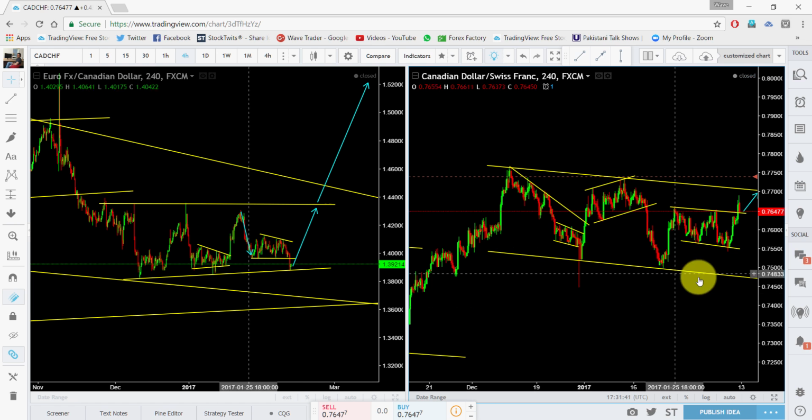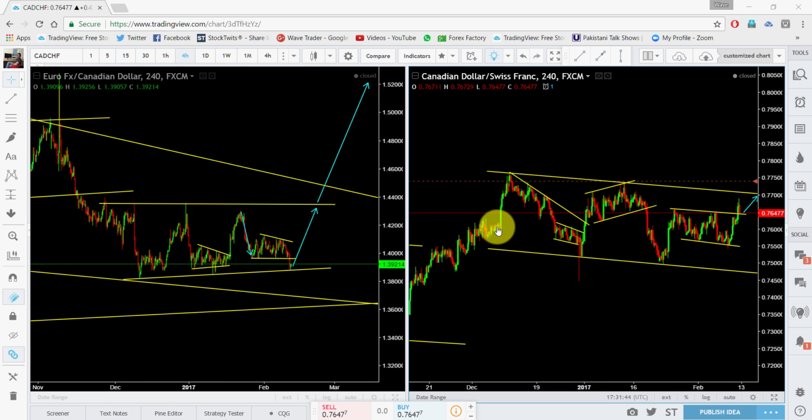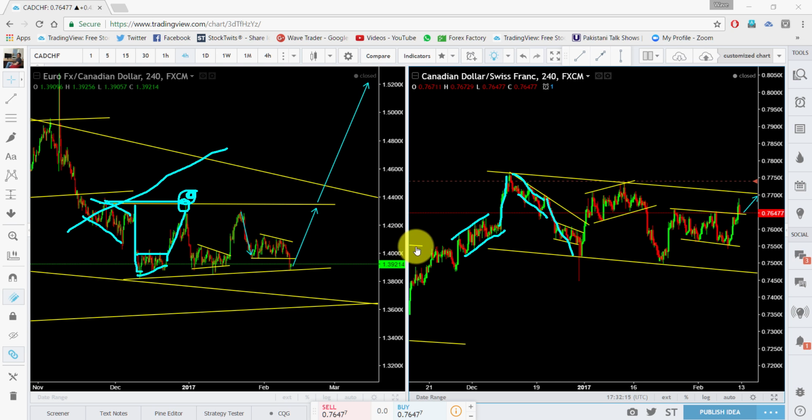Okay, so we got this pattern here at this place. We got this pattern, we got this pattern here, we got impulse here, we got impulse here. After that we got this channel here, and this channel here, broken down and broken up, tested the trend line. There was a channel trend line, quite similar to this channel trend line. So it tested that channel trend line, and we were taking sell here at this place.